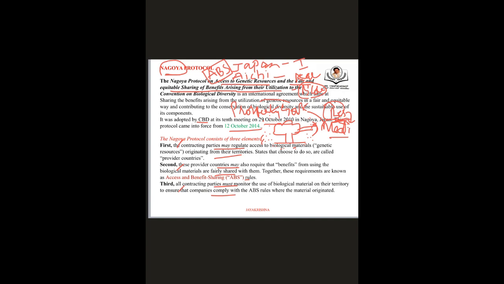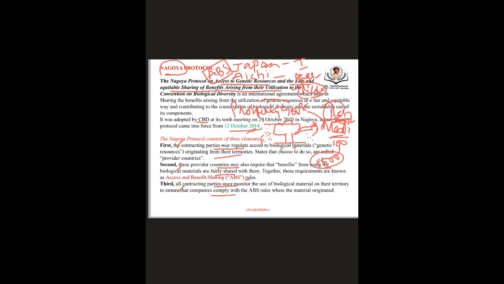Means what? The medicine is being manufactured at 100 rupees and it will be sold to the market at 1000 rupees, and they will be gaining abnormal profits at the cost of these local people. The local people are not getting anything. Till 2014 it was a scenario.